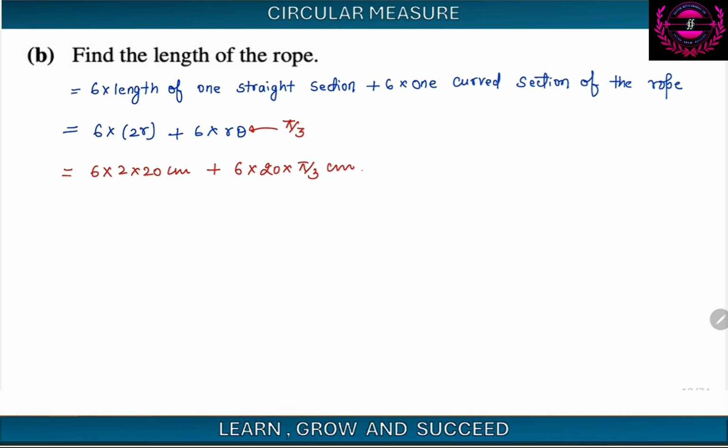So as the final answer, 6 into 2 into 20 is 240, plus 6 into 20 pi by 3 is 40 pi centimeter. This is our final answer. Let's move to the next part.